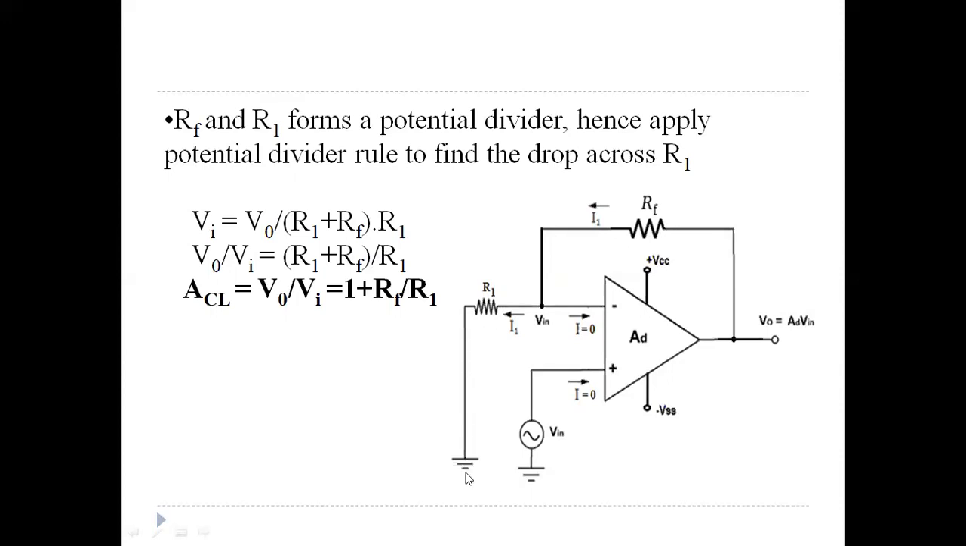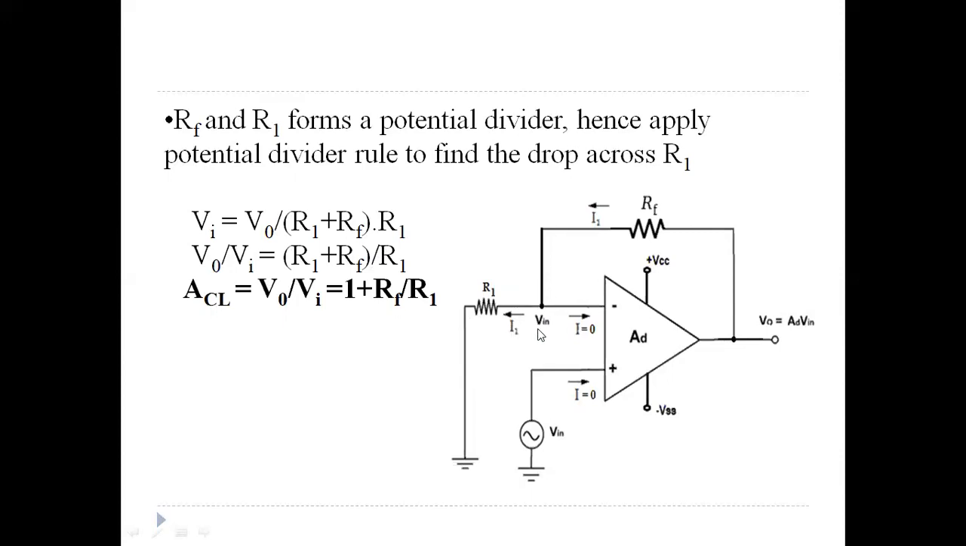R1's other terminal is connected to ground. The middle voltage is Vn. So the starting voltage is V naught, the middle voltage is Vin, and we have the resistances R1 and Rf. So this voltage is divided between these two resistances.